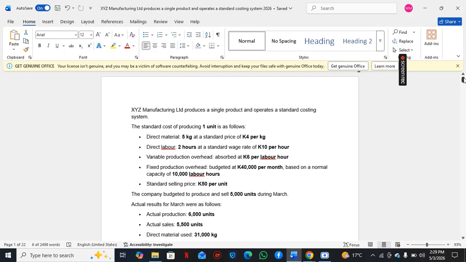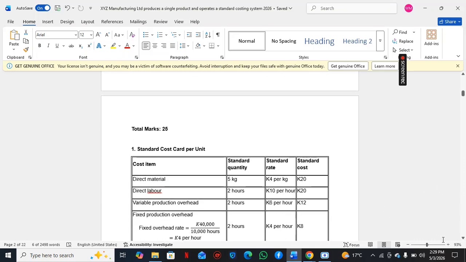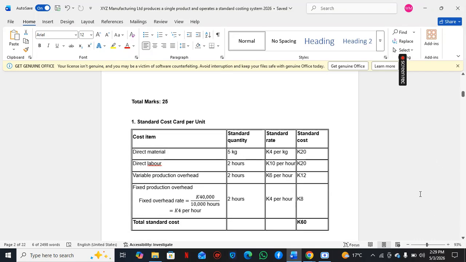Okay, using this information here. So the standard cost card per unit is this one here. You have your cost item, the standard quantity, the standard rate, and the standard cost.